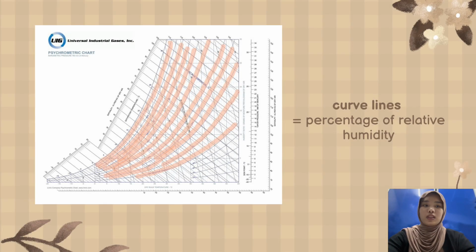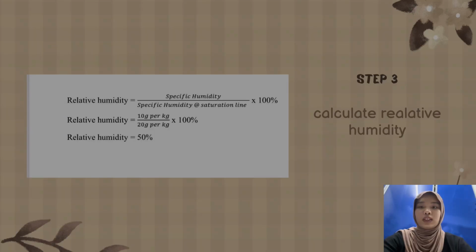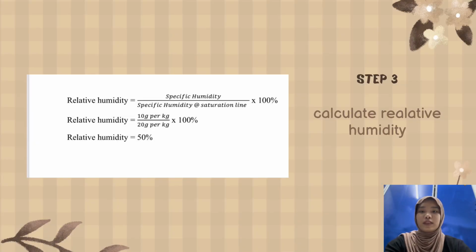Relative humidity is defined as the ratio, in percentage, of the amount of atmospheric moisture to the amount present in the air when saturated. In order to calculate relative humidity, we use a formula: specific humidity over specific humidity at the saturation line, multiplied by 100%.